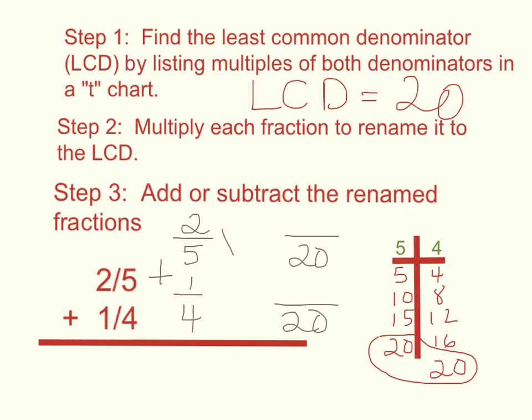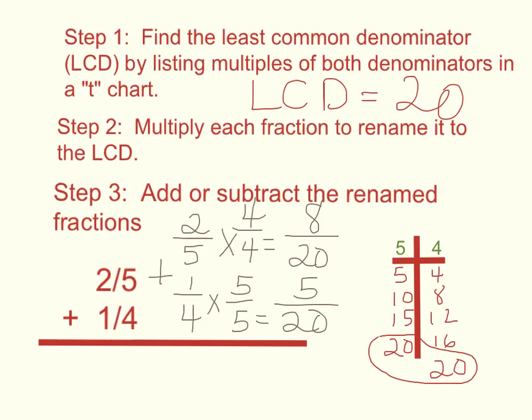I know that 5 times 4 is going to give me 20, and I have to make sure that I am fair and do the same to the numerator, so that would get me 8. Coming to my next fraction, I know that 4 times 5 is 20, so I do the same to my numerator. Okay, so now I have just completed step 2. I have multiplied each fraction to rename it to the least common denominator. I've made both of my denominators 20.